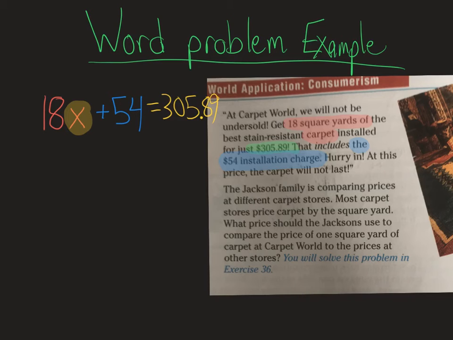So this problem now is telling us 18 yards at some cost per yard. Maybe it's $5 a yard. We would multiply that by 18. Then it's $54, a single one-time fee that we add on. And when we put those together, we get to the 305.89. And if you look at it, oh, this is just a two-step. We've been solving these over and over. The numbers are just a little bit bigger.